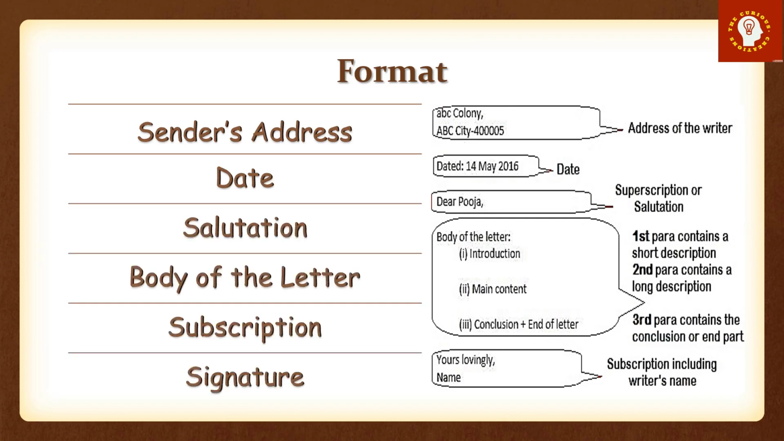Though the informal letter does not have a specified format, we generally follow the following, for the sake of ease. Sender's address, date, salutation, body of the letter, subscription, and signature in the same line of descent.